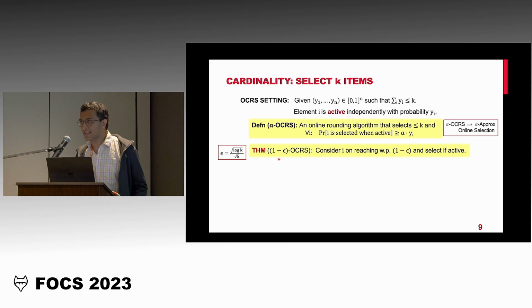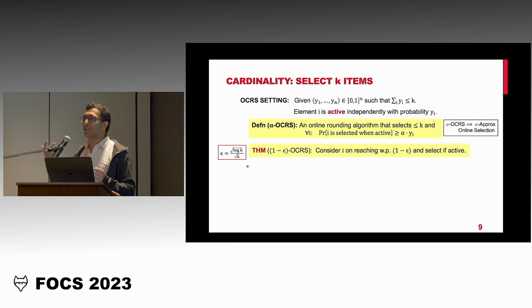Okay, so if not, what's the algorithm? The algorithm is just the following. You have these elements. For the ith element, with epsilon probability, where epsilon will be chosen something like this, I'm going to just ignore it. With a small chance, I'll basically not even look at it. I'll just immediately discard it. With the remaining 1 minus epsilon chance, I'm going to greedily take it. Basically, if it's active, I'm going to take it. If it's inactive, I'm not going to take it.